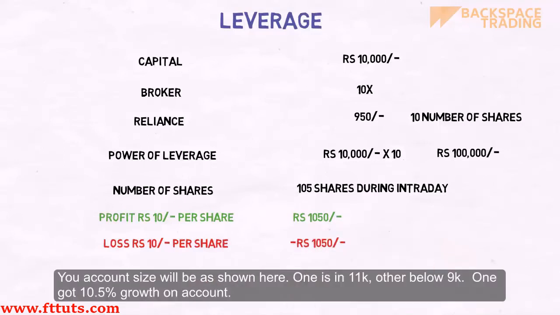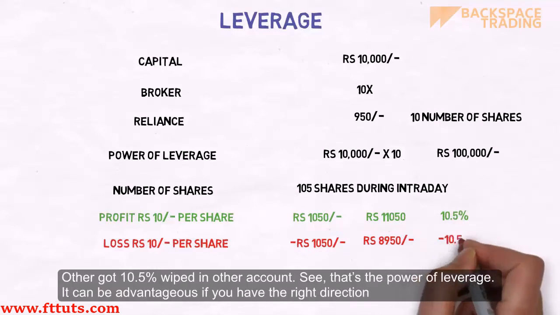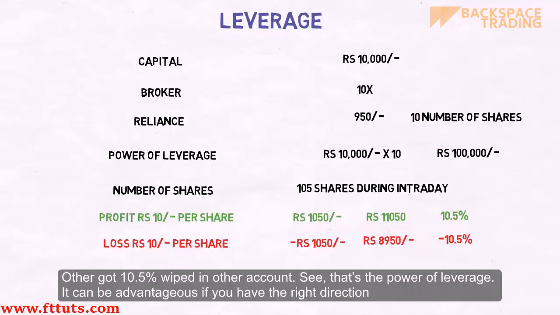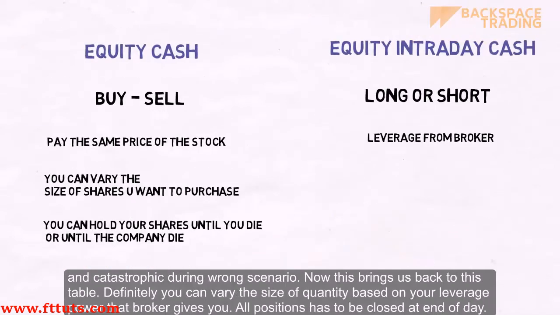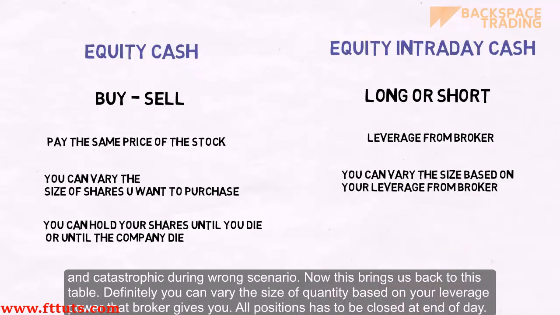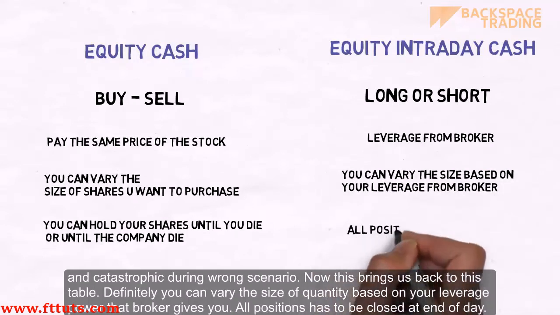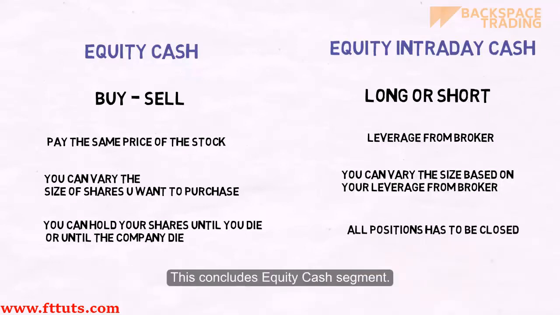Your account size will be as shown. One would be above 11,000, the other would be below 9,000. One got a growth of 10.5%, the other got a 10.5% decline. See, that's the power of leverage. It can be advantageous if you have the right direction, and a catastrophic event in a wrong scenario. Now this brings us back to this table. Definitely you can vary the size of quantity based on the leverage that the broker gives you. All positions have to be closed at end of day. This concludes the equity cash segment.